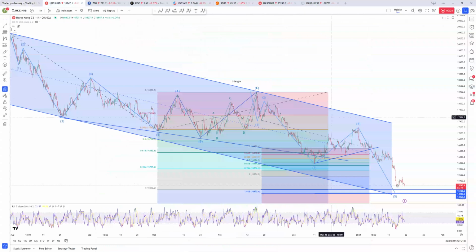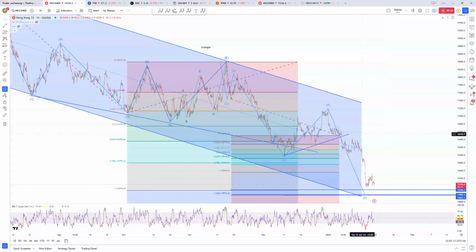What has happened since the 7th of Jan is that it broke the trend line, and then it has done this wave 3 down. So now the question is, has this Hang Seng Index finished? Because it actually moved very near to the target, look at this line, which is 15,100. It's just about 50 points away.